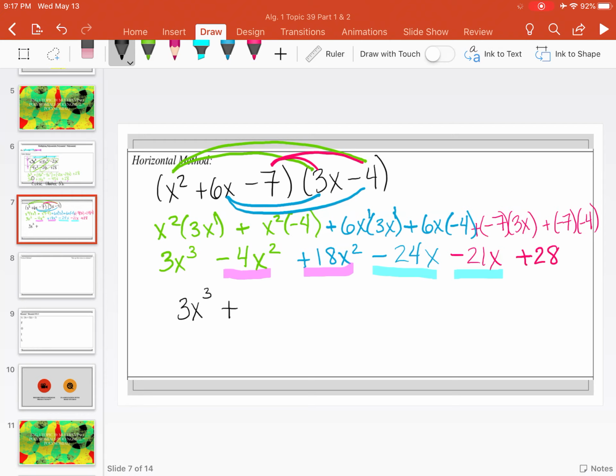plus negative 4x squared plus 18x squared gives me 14x squared. Negative 24x minus 21x is negative 45x, and then add my 28 in the end. And hey, that's the same answer as the previous slide. So that's the horizontal method.